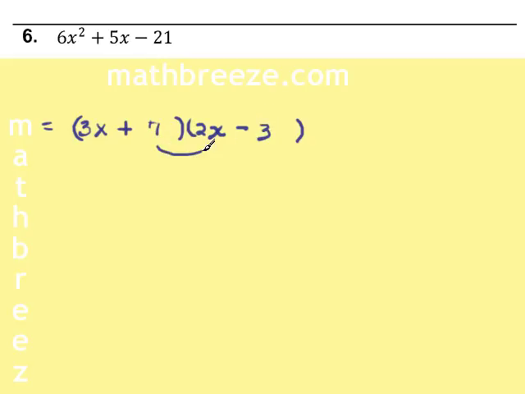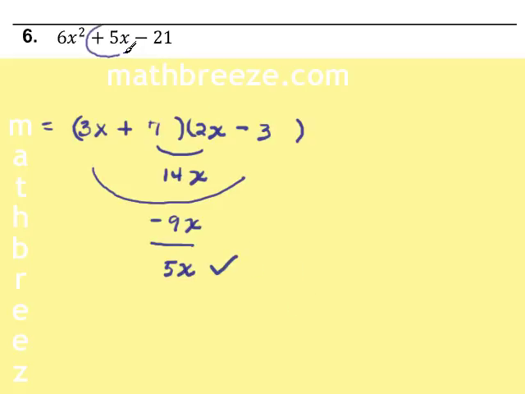All right, let's try this. So here we have 14x, and here we have negative 9x, and that gives us a positive 5x. So that's correct. That's what we have here, positive 5x. So this is the right factorization.